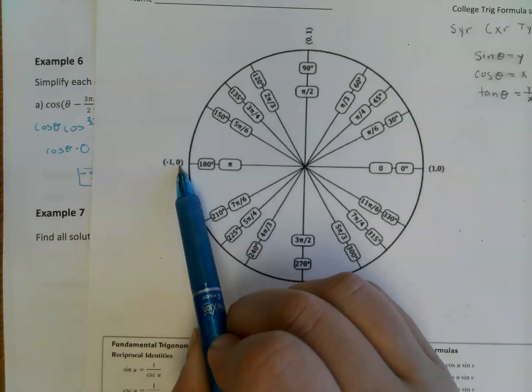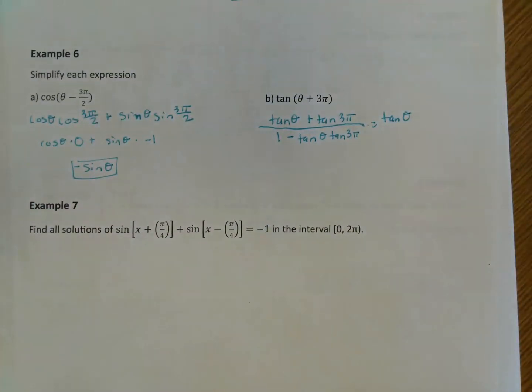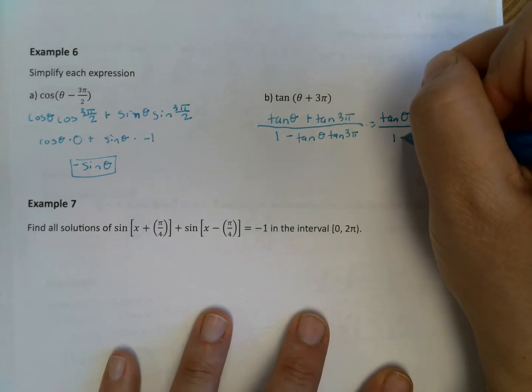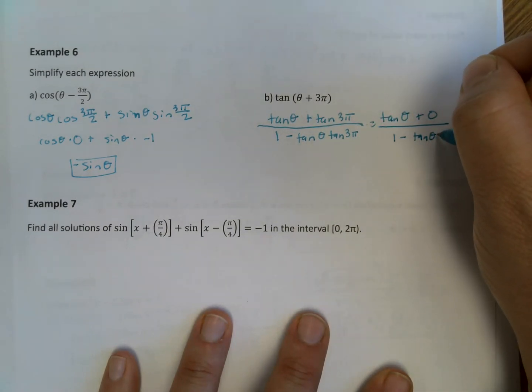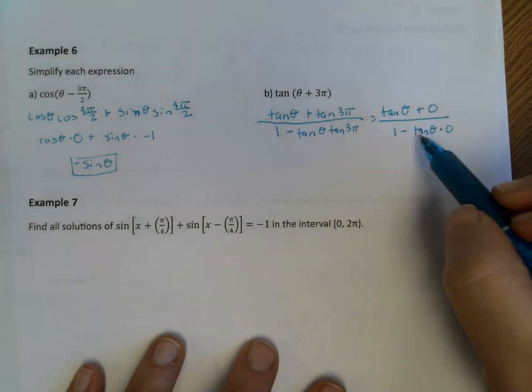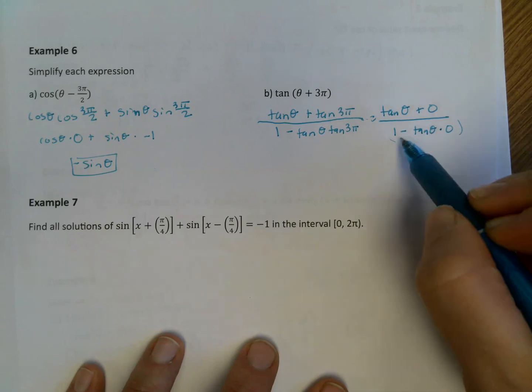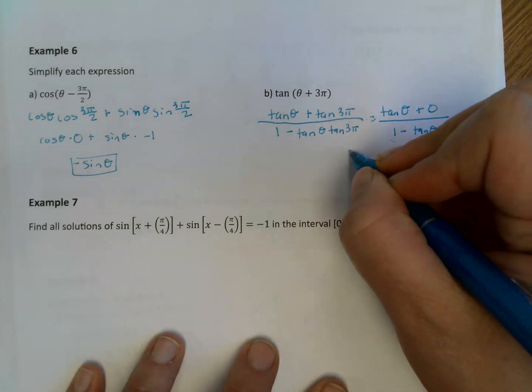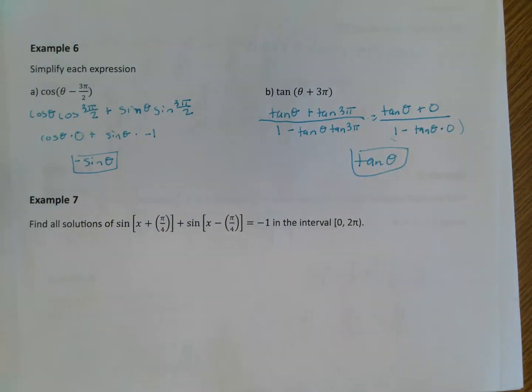So in this case, the tangent of 3 pi is 0. Whenever I see a tan of 3 pi, I can replace that with 0. So that'd be 0 there. 1 minus tan of theta times 0. So this would reduce to just 1 because this would be 1 minus 0. This is also 0, so this just reduces to tan of theta.